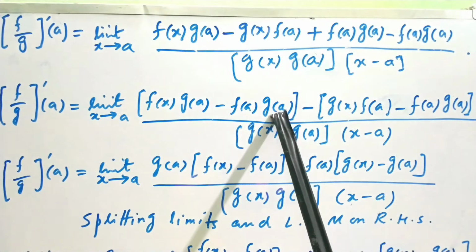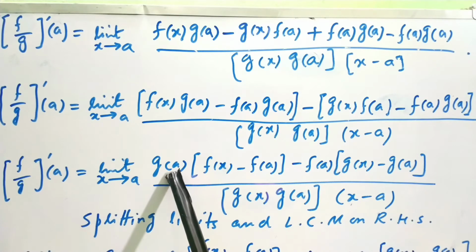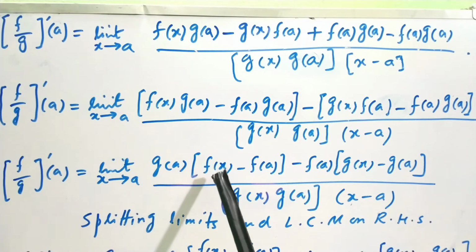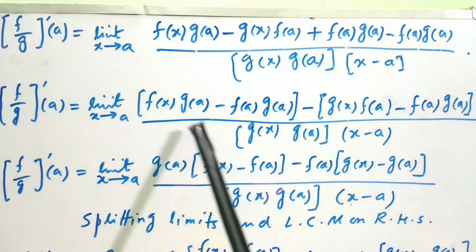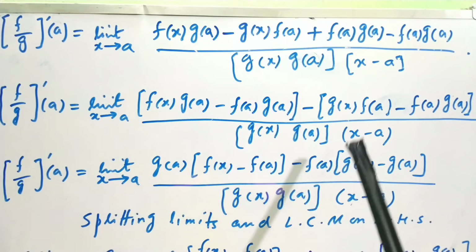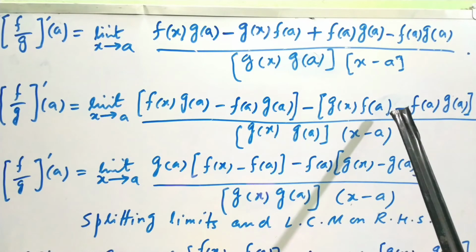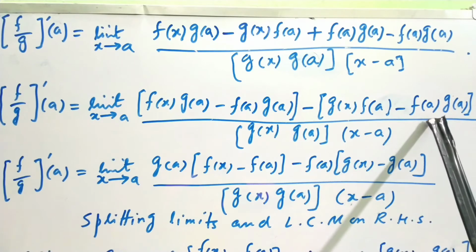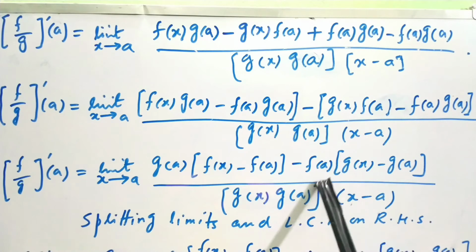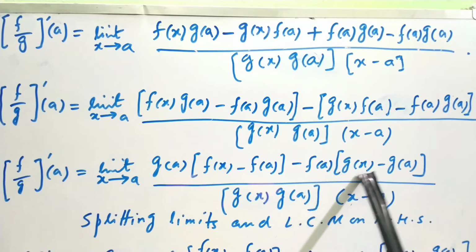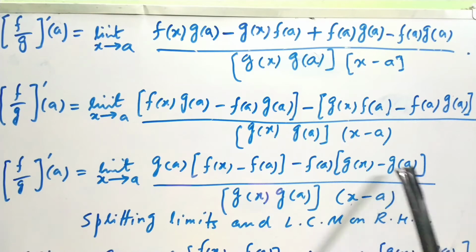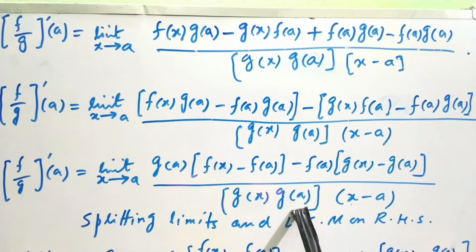That is, we have over here g of a is common, so we have taken it out as common. So f of x minus f of a will remain in the bracket. In the same sense, over here f of a is common, so we have taken out f of a as common. So g of x minus g of a will be in the bracket. So g of x into g of a, x minus a will be the denominator.